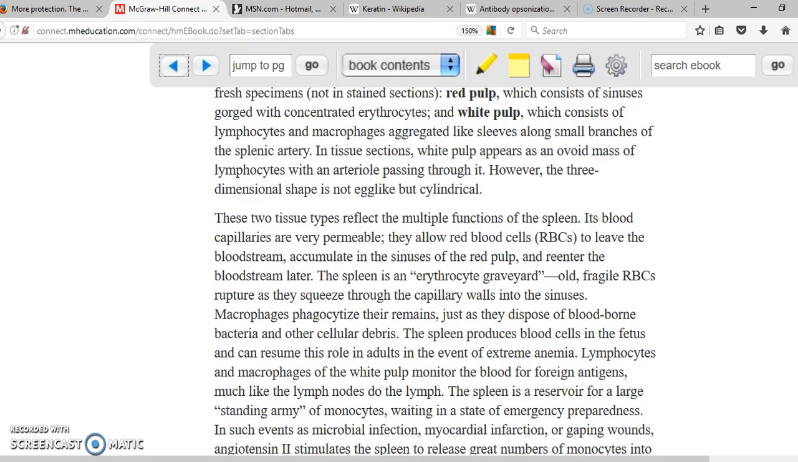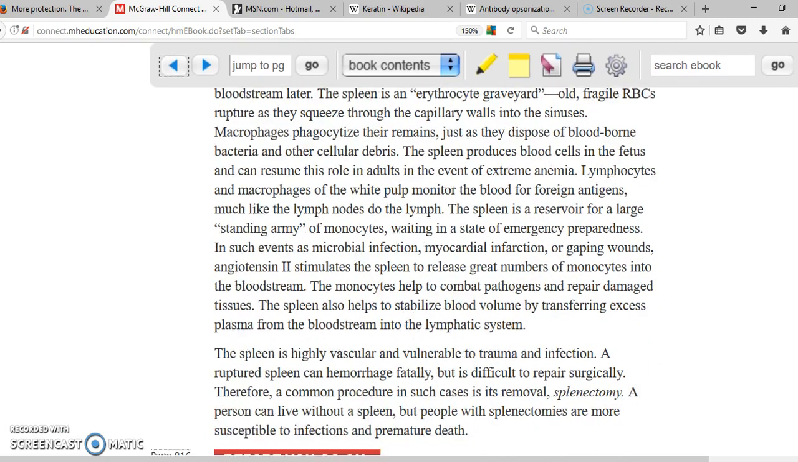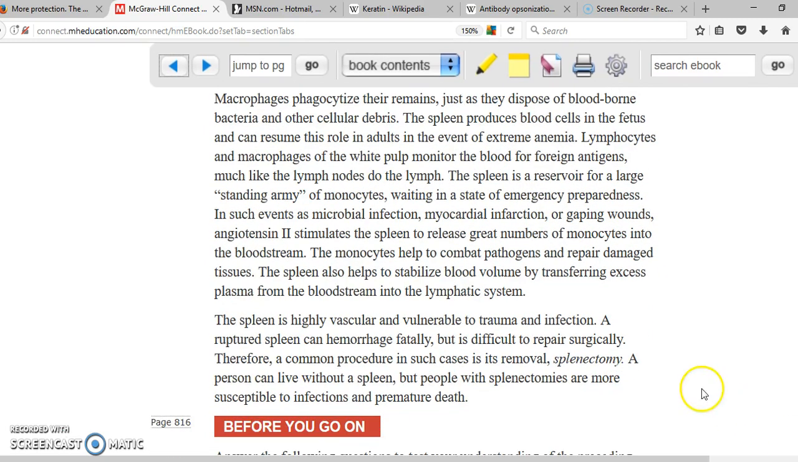The white pulp serves as a storage of a lot of white blood cells that are going to be released in the case that there is some body need, in the case of an infection, for example. Okay, so then the spleen is very important for that reason. Also, the spleen, obviously, since most of the blood goes through it and it has a whole bunch of capillaries, is highly vascular and is very vulnerable to trauma as well as infection.